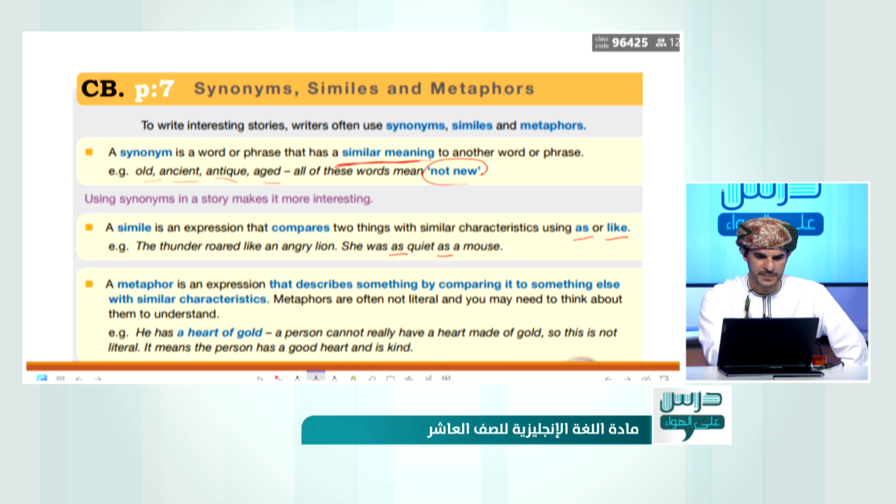A metaphor is an expression that describes something by comparing it to something else with similar characteristics. Metaphors are often not literal, be careful here, and you may need to think about them to understand. Sometimes they are a little bit tough or difficult. You have to understand them. He has a heart of gold. It doesn't mean that his heart is from gold. We don't have gold hearts. A person cannot really have a heart made of gold. So this is not literal. It means the person has a good heart, kind person, kind heart. Okay?